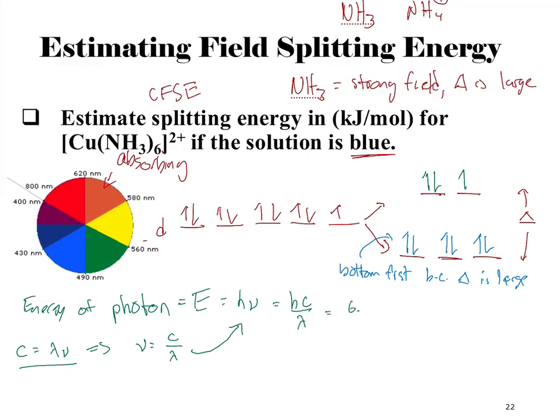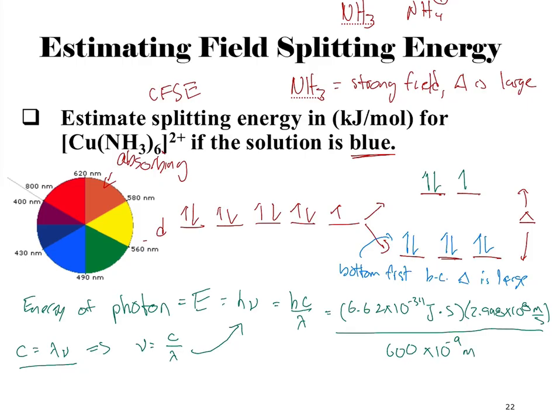This is gonna be equal to 6.626 times 10 to the minus 34 joule seconds. That's h times the speed of light, which is 2.998 times 10 to the 8 meters per second, divided by 600 times 10 to the minus 9 meters. I can't just put nanometers because I need the units of meters to cancel out for this problem. Right, if I look at this, I see meters cancels out with meters, seconds cancels out with seconds, and I'm left with this energy of joules.